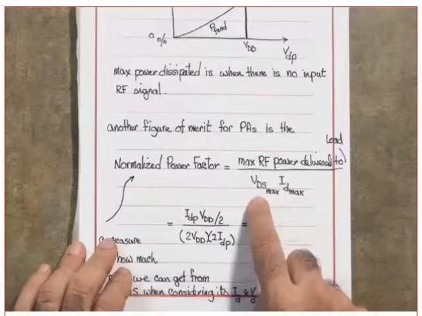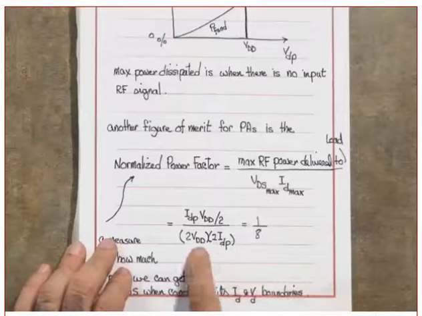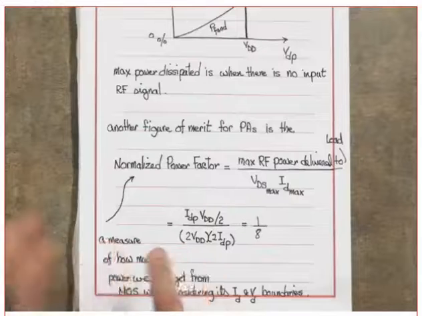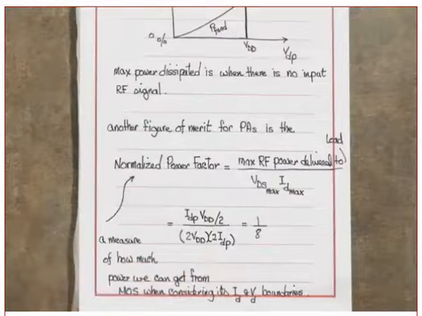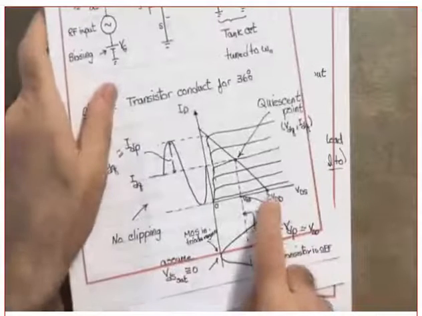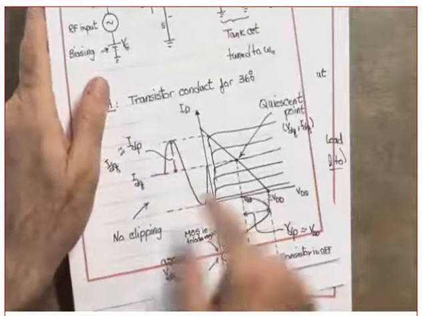Okay. What is the maximum voltage there can be? 2 VDD. Did you answer where the 2 VDD came from? 2 VDD came from this value. Yes? What is the maximum current?